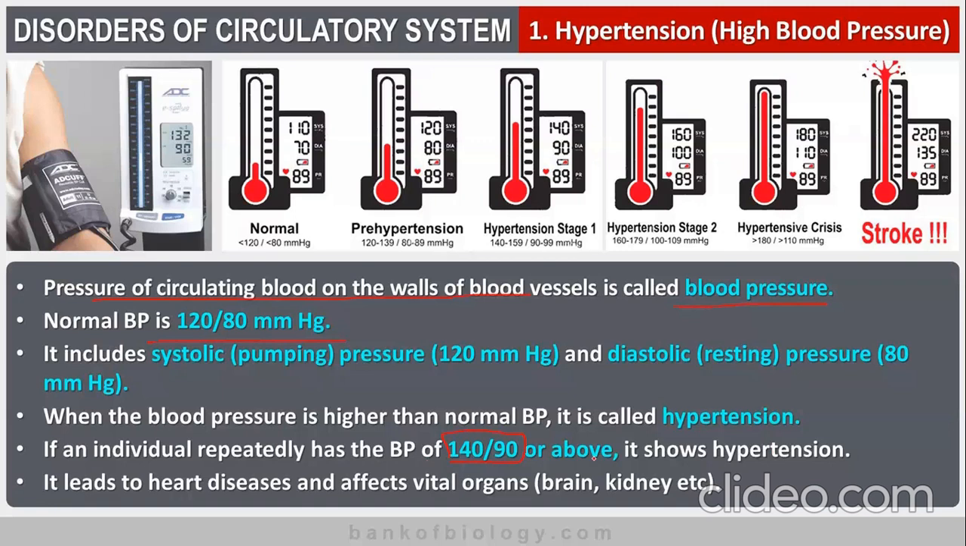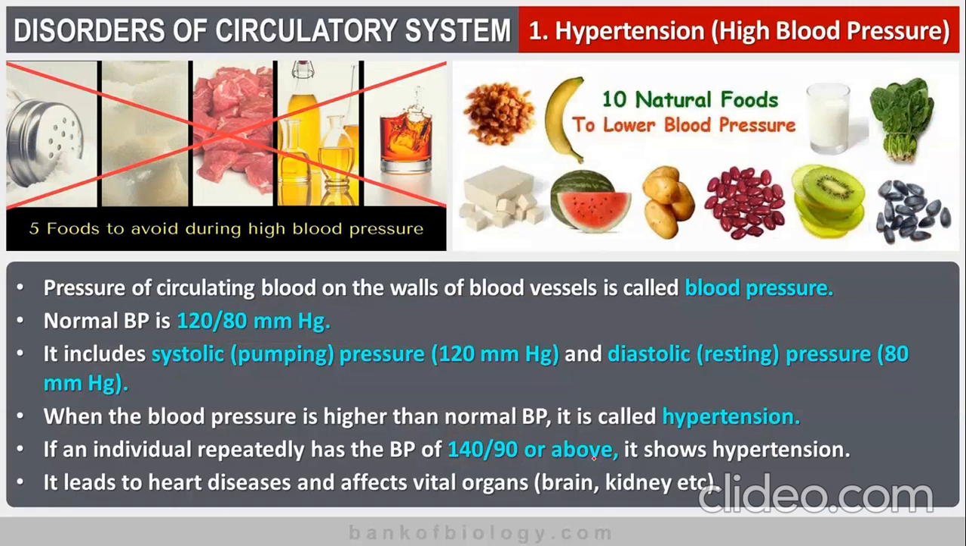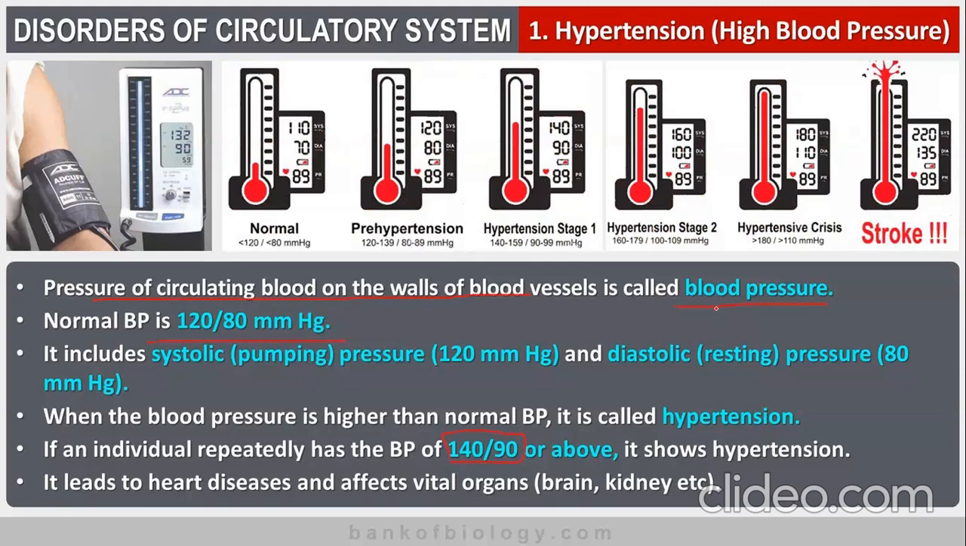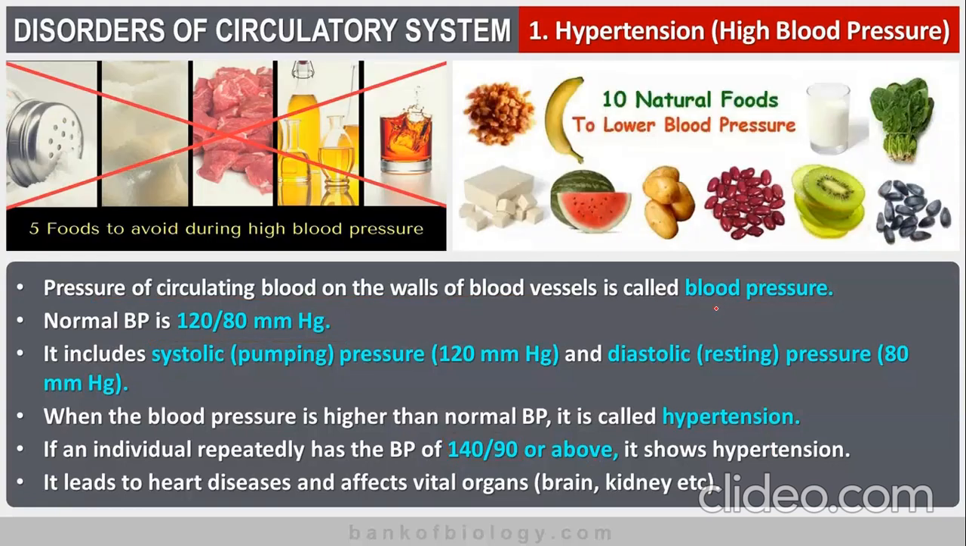This leads to heart diseases and affects the vital organs like the brain and kidney. The pressure of the circulating blood on the walls of the blood vessels can make it even worse, so that they can die one day without any proper diagnosis of the cardiac arrest. There are 5 foods which you should avoid during high blood pressure. The first one is salt, second one is fried items, third one is meat, fourth one is alcohol, and fifth one is fresh juices.